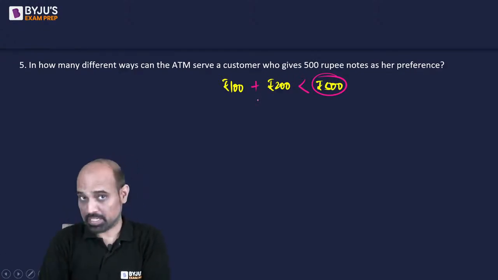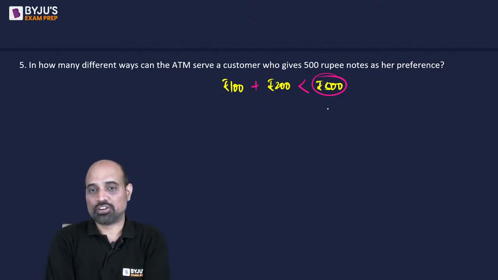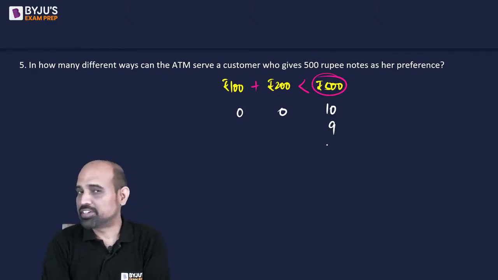And total पैसे भी आपके 5000 होने चाहिए हर बार. So in order to get 5000 rupees, I'll take 10 notes of 500, and इन दोनों के 0, 0 ले लो. So this is one possibility. Next is if I take this as 9, then what will happen? I will have 4500 rupees.